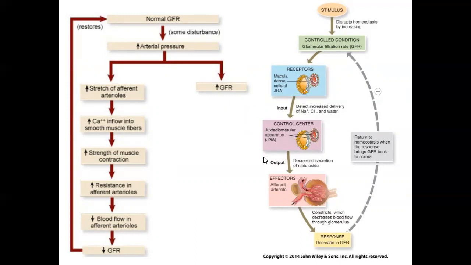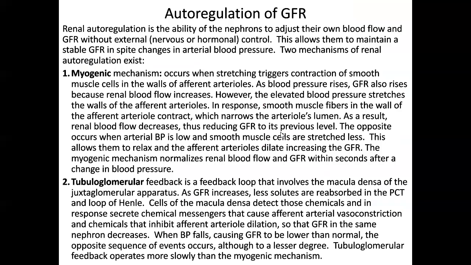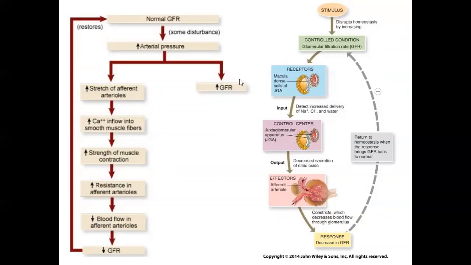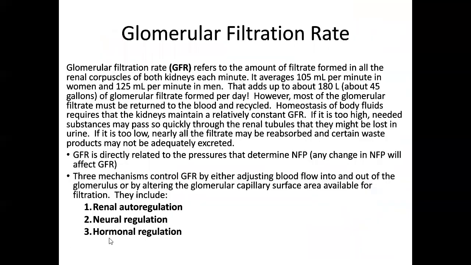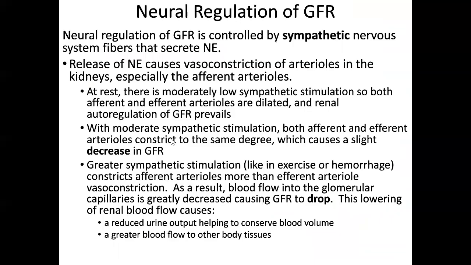Notice that our control center is those actual cells of the juxtaglomerular apparatus. It's not the control center that we typically would see, which is our brain. And that's because this is auto-regulation, self-regulation without outside influence. We're able to control this within the kidneys themselves. Now, that's not the only way, once again, to help regulate GFR, because we can actually utilize the other two mechanisms. We'll start by talking about neural.